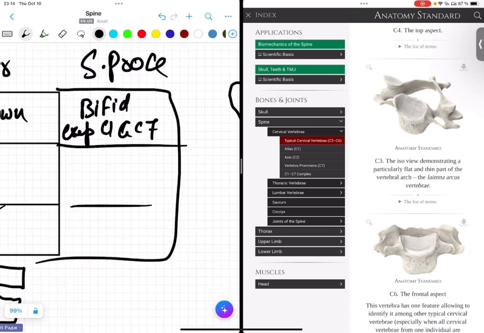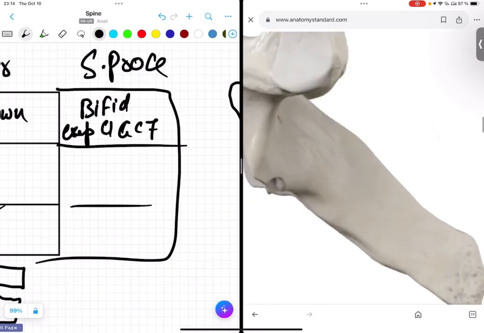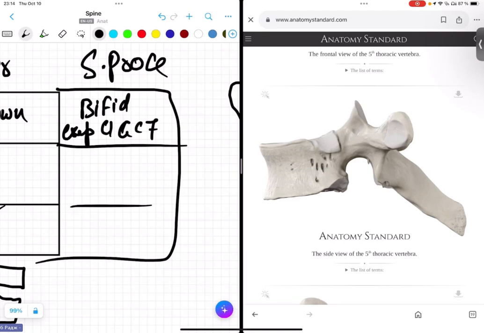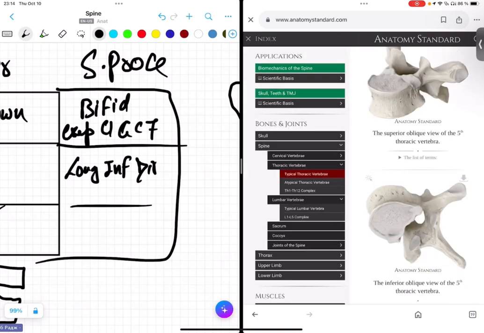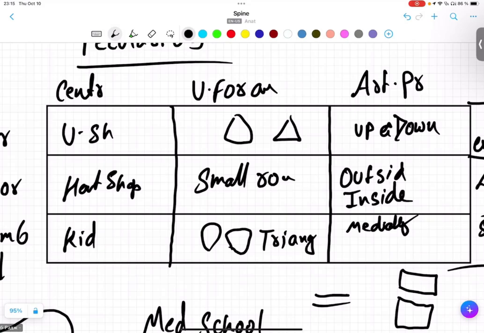If we go to the thoracic vertebrae, typical thoracic vertebrae, can you see that it is inferiorly directed? It is coming downward. So yes, the spinous process is long, inferiorly directed. This is very long. That's why I have mentioned long. If we go to the lumbar vertebrae, then that is short, horizontally directed and is blunt. Did you understand this much? Yes.